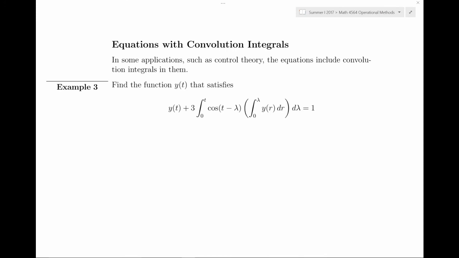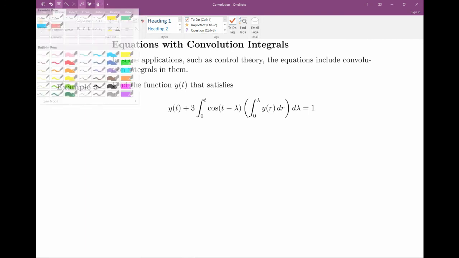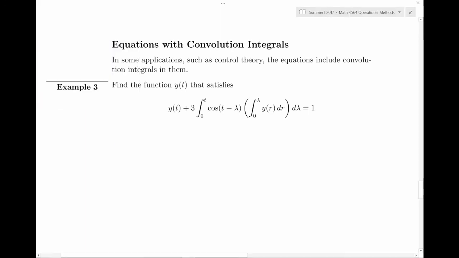Sometimes the equations we have to deal with involve convolutions themselves. For example, this equation involves a convolution of cosine with the antiderivative of y. It looks very complicated until we write it as a convolution. Get y of t plus 3 times the convolution of the cosine with the antiderivative of y.